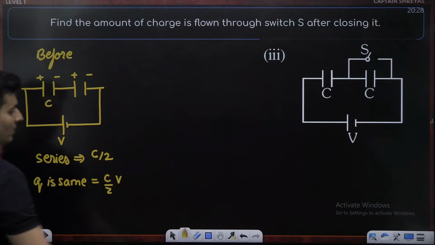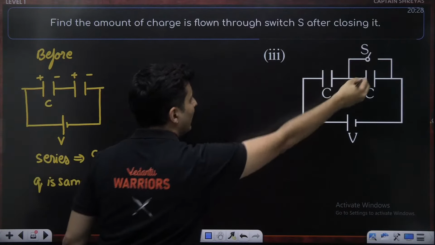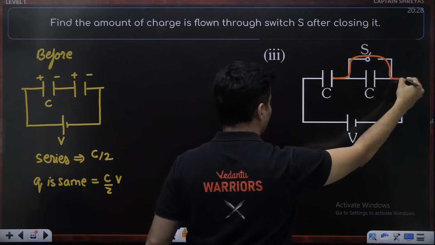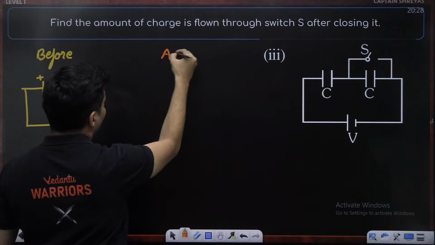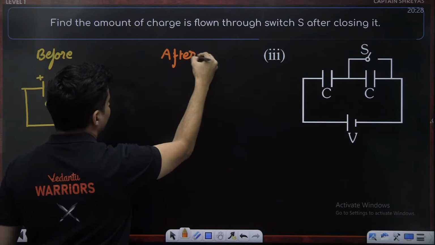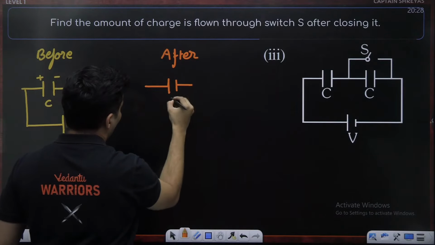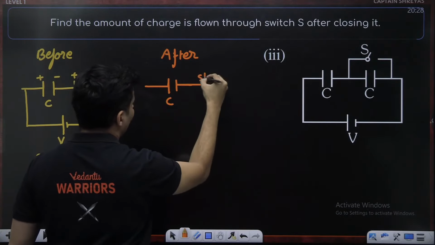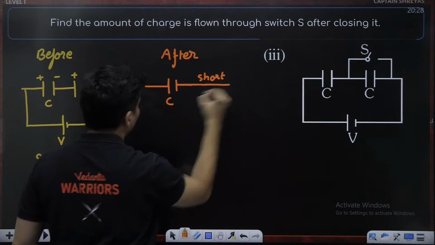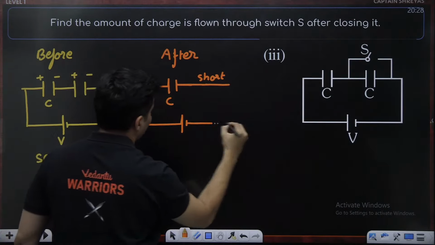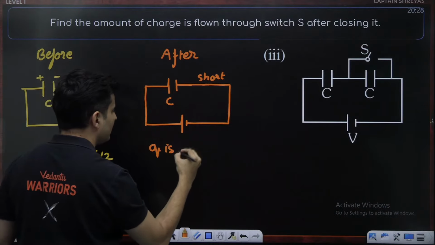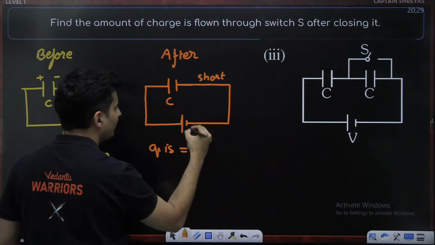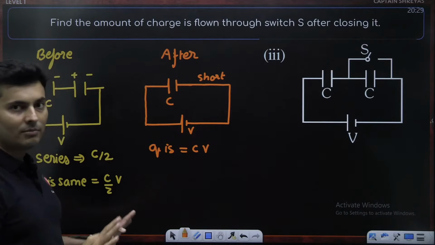And how much will it be? C into V. Afterwards, when you connect it, all the charge will bypass it. This will become completely useless. So after you close it, it's just one single capacitor. You have shorted the other capacitor. Okay, that's it. As simple as that. So the charge is just C into V.